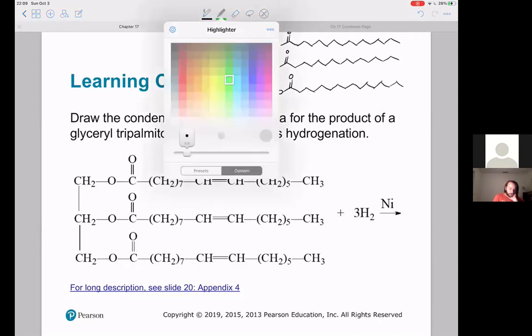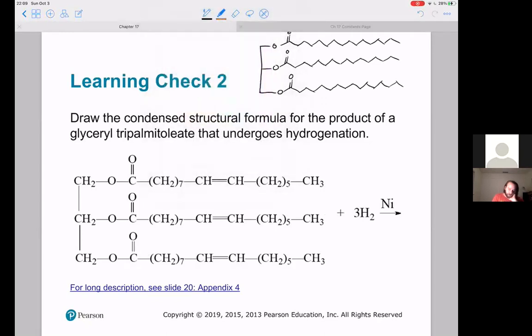Okay, and if I was doing a mastering chemistry problem or something, I would want to make sure that indeed I had 1, 2, 3, 4, 5, 6, 7, 8, 9, 10, 11, 12, 13, 14, 15, 16 carbons on each one of those fatty acid chains.